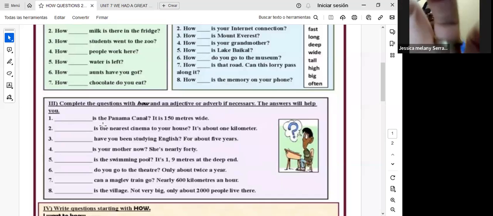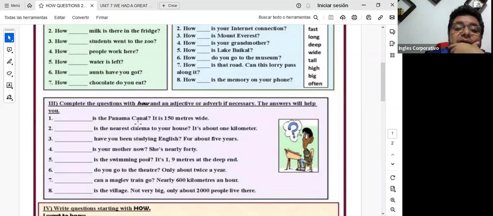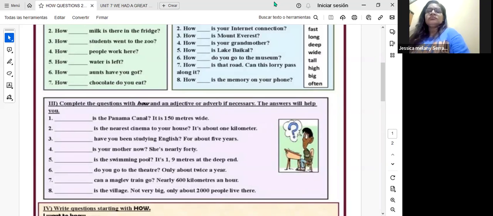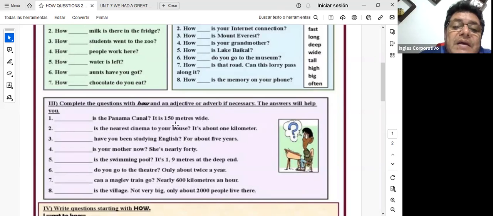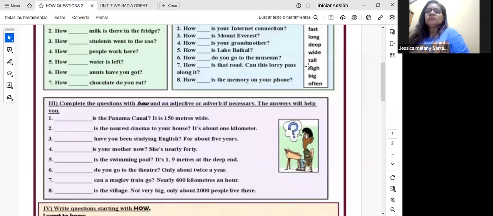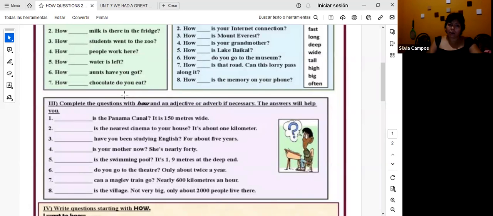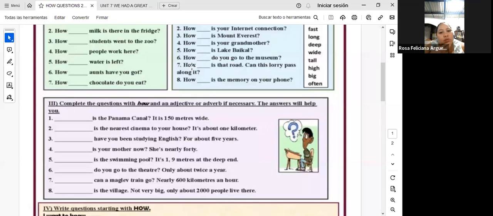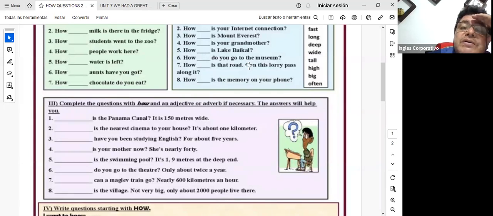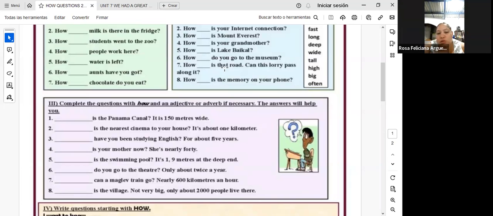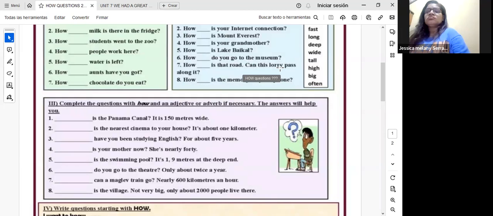Okay, so remember, number one is the Panama Canal, 150. See it now? How long? Okay, we will answer. Remember, it says 100 meters wide. So what question is that? How tall? Okay, question number seven here. He says, that road. What question did you ask here? How wide is that road? Exactly, how wide?